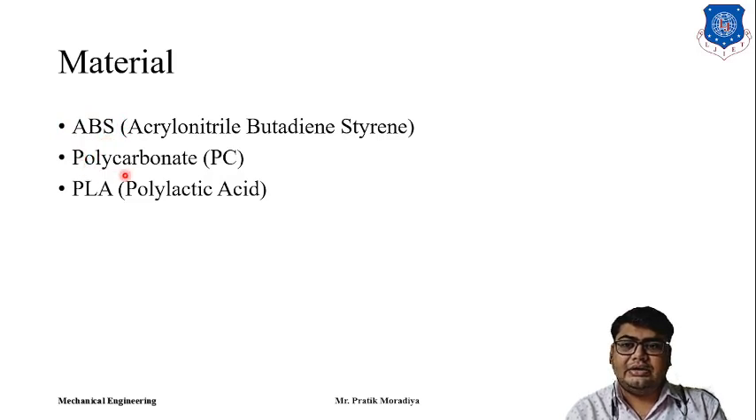For high strength, we can use polycarbonate, which is also extensively used in industry in many parts. So we can build functional parts with ABS and polycarbonates, and we can also use PLA, that is polylactic acid. So these are the materials. These are the most common materials for FDM. We can use many other materials also, as many materials have been developed for special applications, but these are the most commonly used materials.